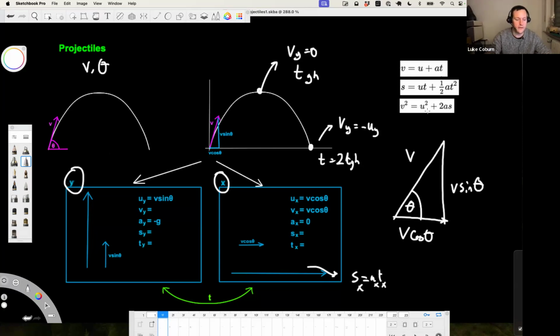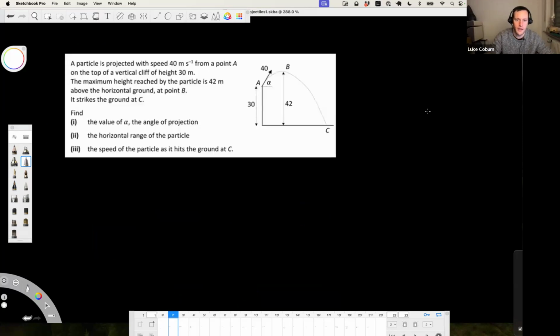So let's get into some of the more tricky questions. This is a bit of a warm-up. We didn't have this one last week, but one very like it. A particle is projected from the top of a cliff with an initial speed of 40 meters per second. The cliff is at a height of 30 and it's going off at an angle of alpha. The maximum height reached by the particle is 42, and then it strikes the ground at this point C. We want to find that value of alpha.